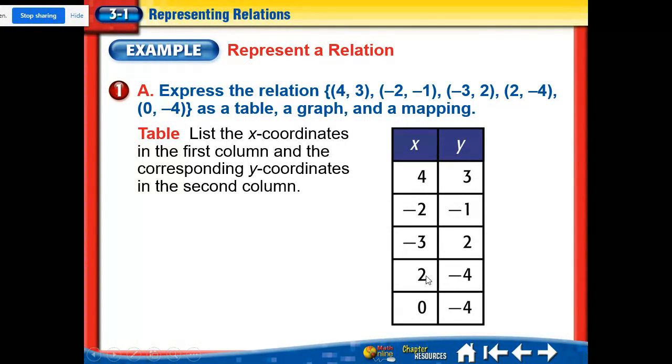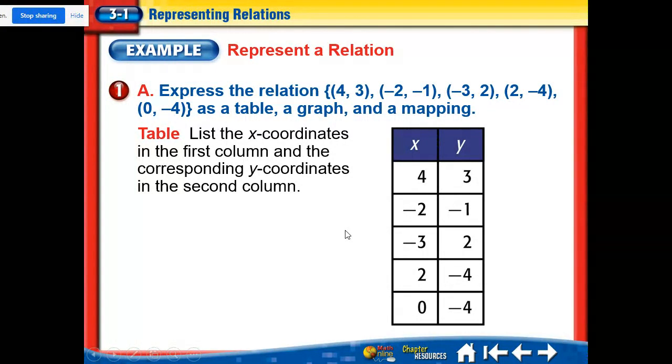Notice I do not put them in alphabetical, I do not put them in order from least to greatest. I just go ahead and as they come, 4, 3, -2, -1, -3, 2, 2, -4, and then 0, -4, don't forget that one over there. So we just put them in order. Now, if you had put this one first and then this one second, that's okay. That's not a big deal. But that's a table. So a table is pretty easy.